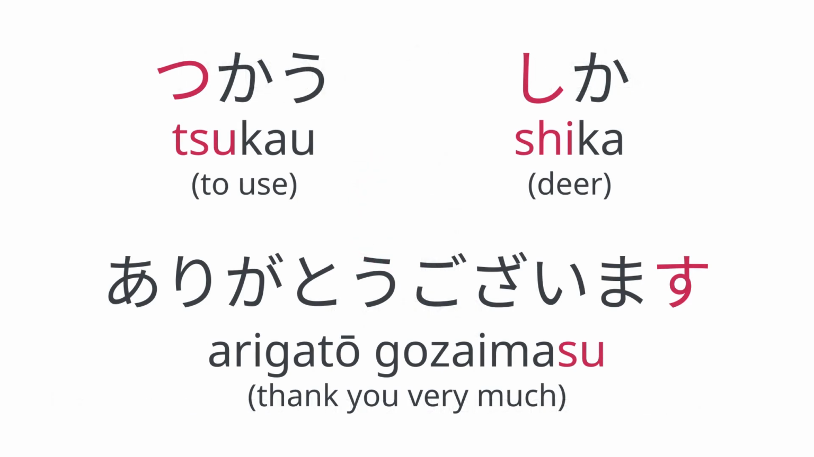A few more examples include 使う、しか、ありがとうございます。The first character we'll learn is sa.